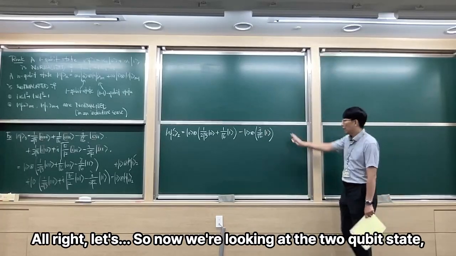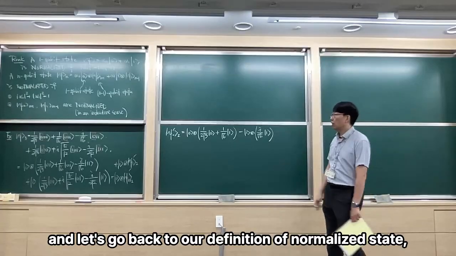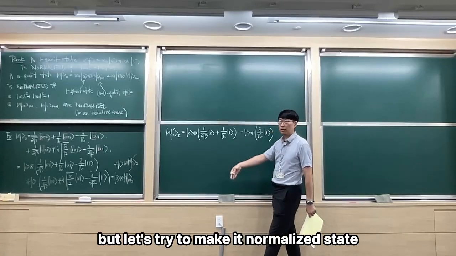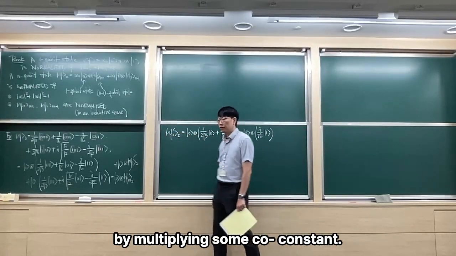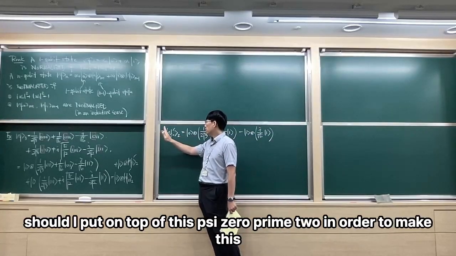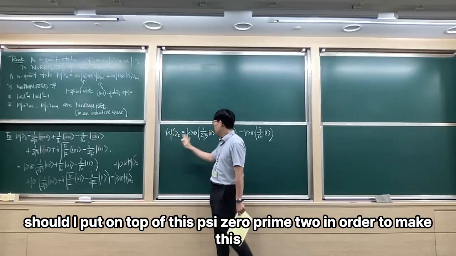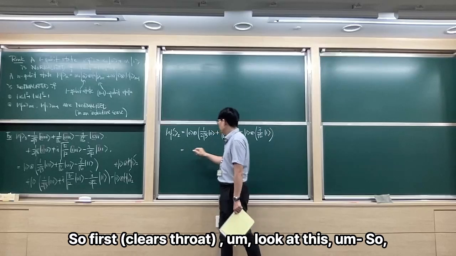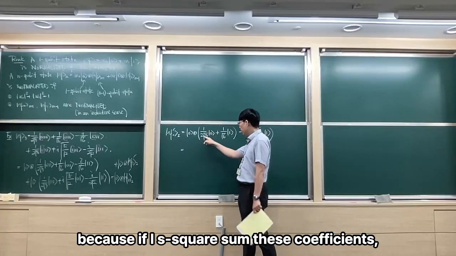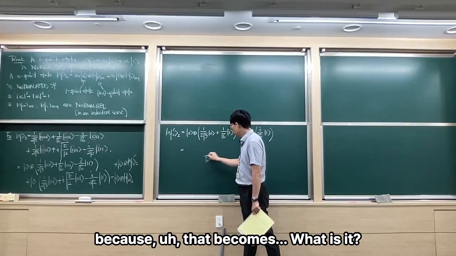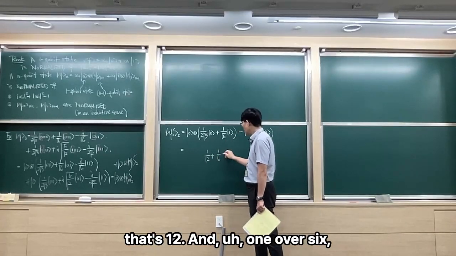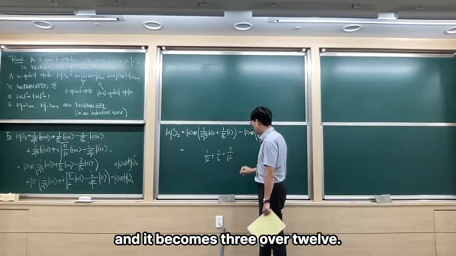All right, so now we're looking at the 2 qubit state, and let's go back to our definition of a normalized state. Of course, this is not a normalized state, but let's try to make it normalized by multiplying by some constant. In other words, what kind of coefficient should I put on top of this psi 0 prime 2 in order to make this a normalized 2 qubit state? First, look at this. It is not normalized because if I sum the squares of these coefficients, what is it? 1 over 2, 1 over 12, and 1 over 6, and it becomes 3 over 12, so it's 1 over 4.